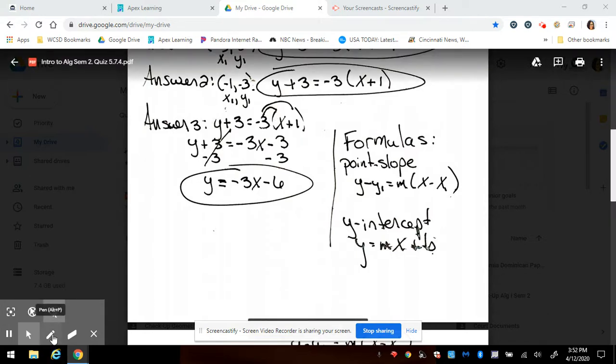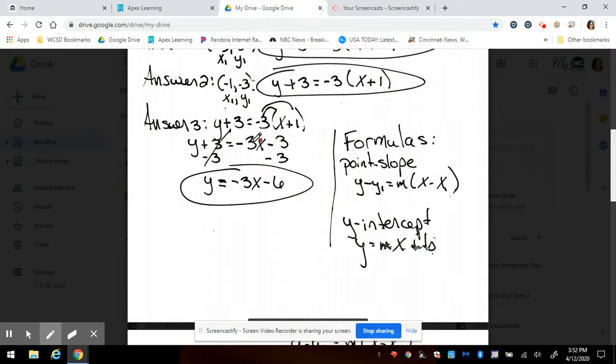First thing you're going to do is use that distributive property. So we'd have y plus 3 equals, and then use that distributive property. So -3 times x gives you a -3x, and a -3 times 1 gives you a -3. So then your new equation, once you got rid of your parentheses, is y plus 3 equals -3x minus 3.